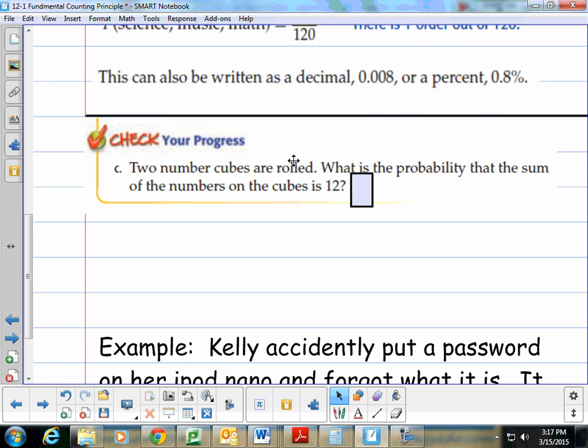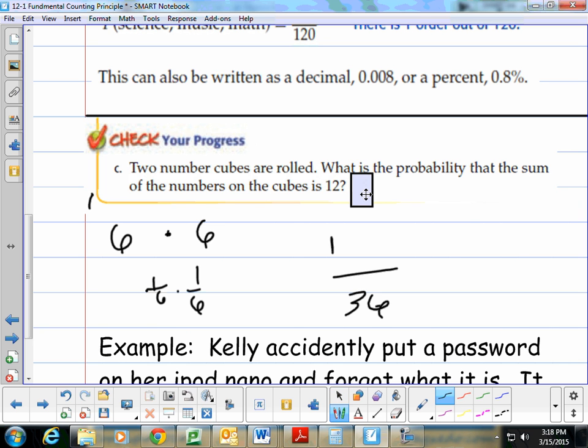Checking your progress, if a number cube was rolled, what's the probability that the sum of the numbers is 12? We think you have 2 number cubes. That means there's dice, which are 6-sided. So you would start with 6, right? He needs a 6 and a 6 on the other die. So that's really like a 1/6 chance and a 1/6 chance. So you're going to roll a 6 and then roll a 6 on the other one, because that's the only combination that gets to 12. Well, you have 6 rolls on the first die, 6 on the second. So that's really 1/36. Kind of messy.